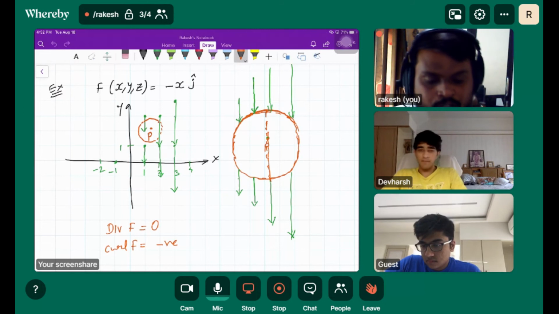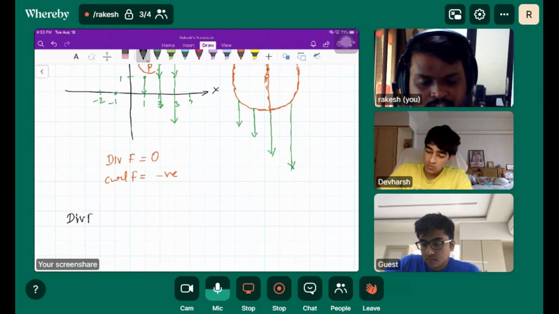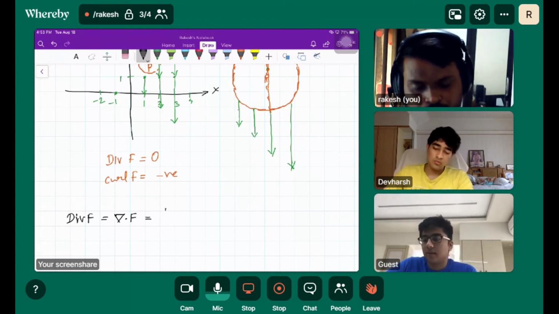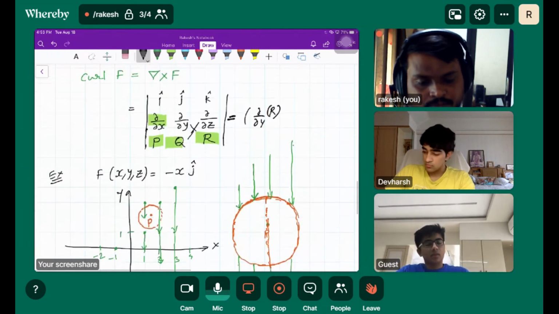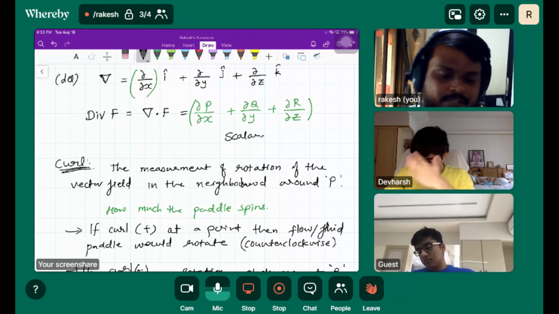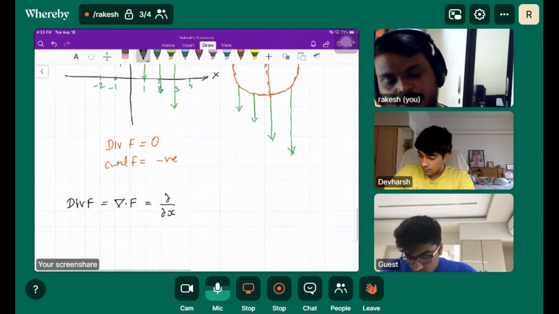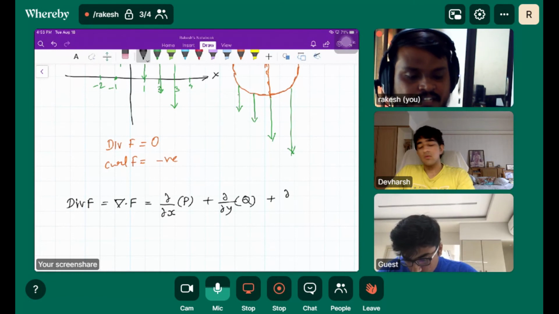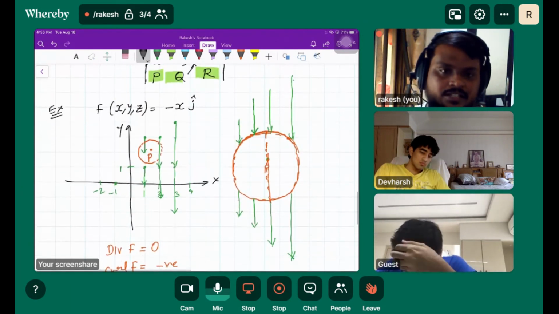So let's try to verify this with the formula which we have here. What is the divergence of f? That's the dot product of the del operator with f. The formula is: partial derivative of p with respect to x, plus partial derivative of q with respect to y, plus partial derivative of r with respect to z. So what is p in this case? Do we have p and r here?